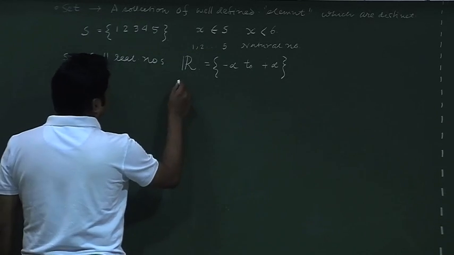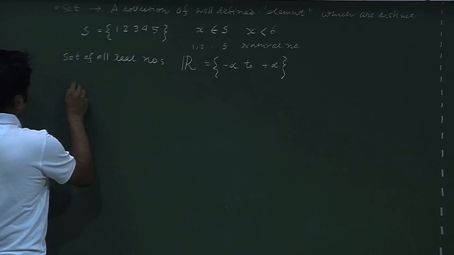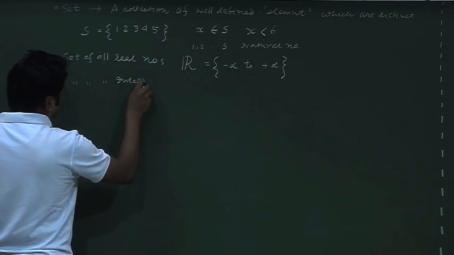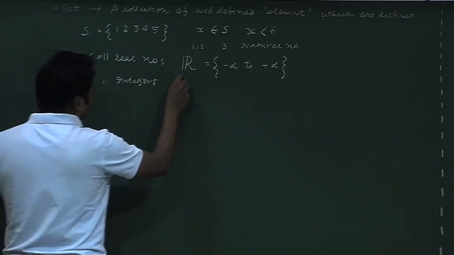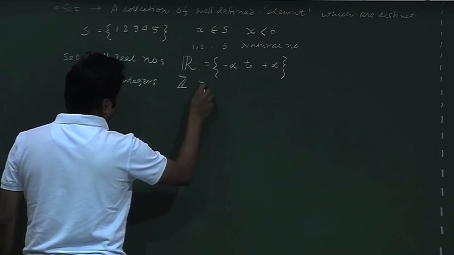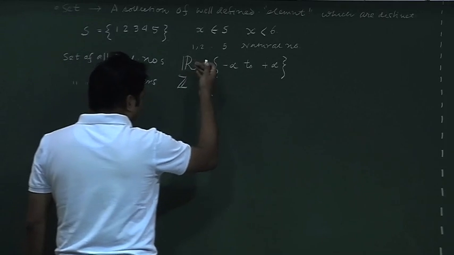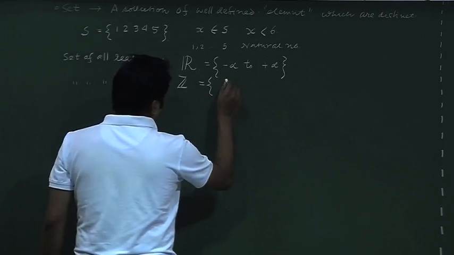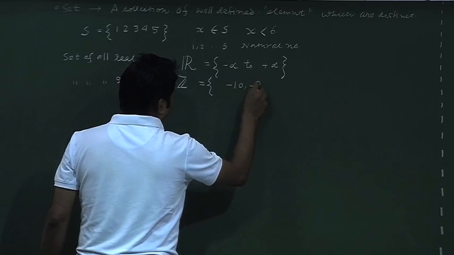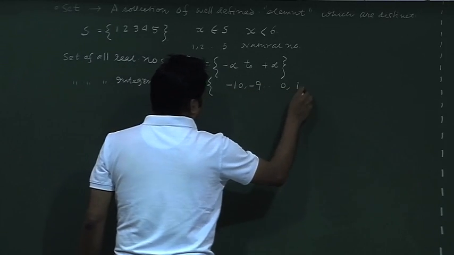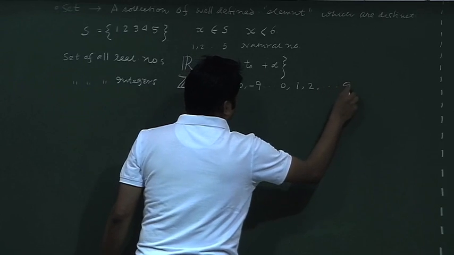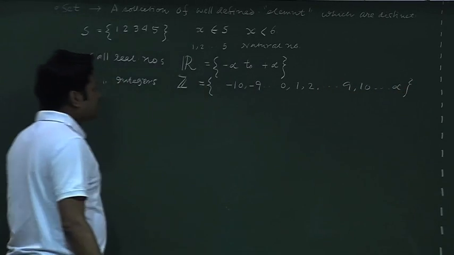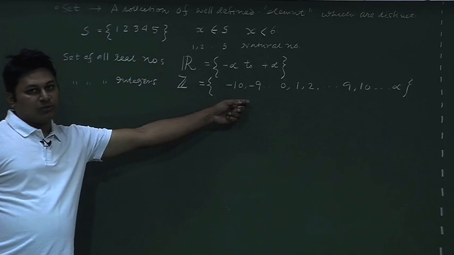Next, in a similar way, the set of all integers, normally we write as Z. All integers I can write inside this set Z as, say, minus 10, minus 9, and so on, 0, 1, 2, and so on, 9, 10, and so on up to infinity. Only the integers with positive and negative values.